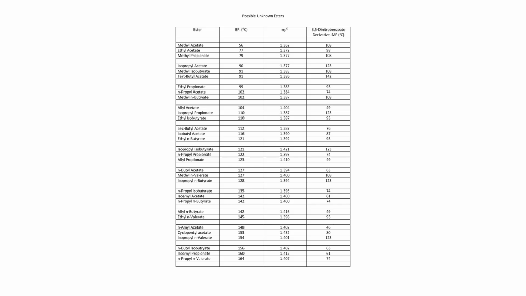our unknown range. Then we have the melting point of the 3,5-dinitrobenzoate, which will help us narrow it down, along with our refractive index. We should have just a couple of candidates at the end of that, all the physical data, in order to then determine what the identity of the unknown is.